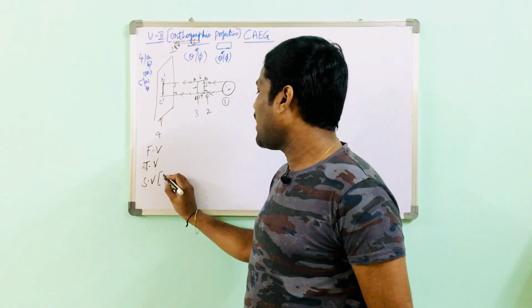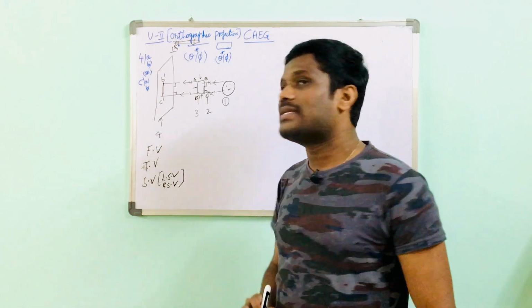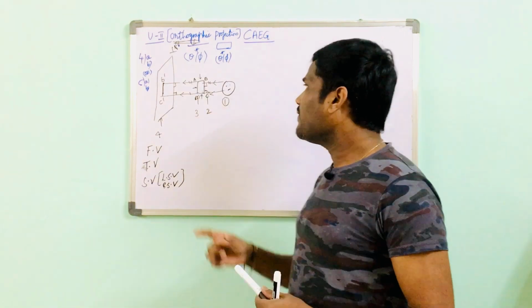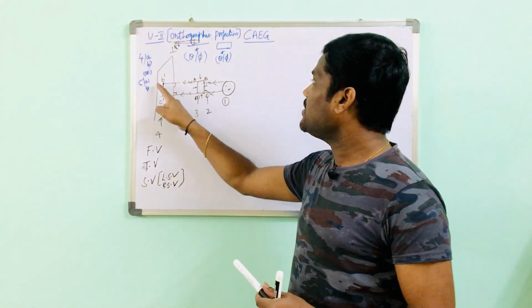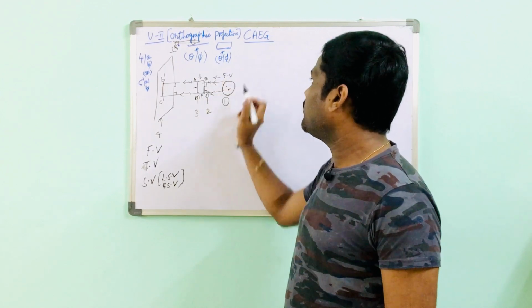But whereas we have left side view and right side view, dear students. Left side view, right side view. For example, I am seeing from this side. Here is a plane for me. So it is nothing but what view, dear students? The front view. This is the front view.